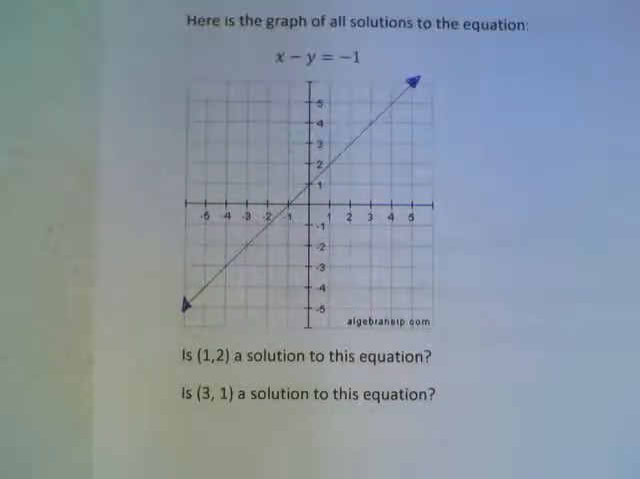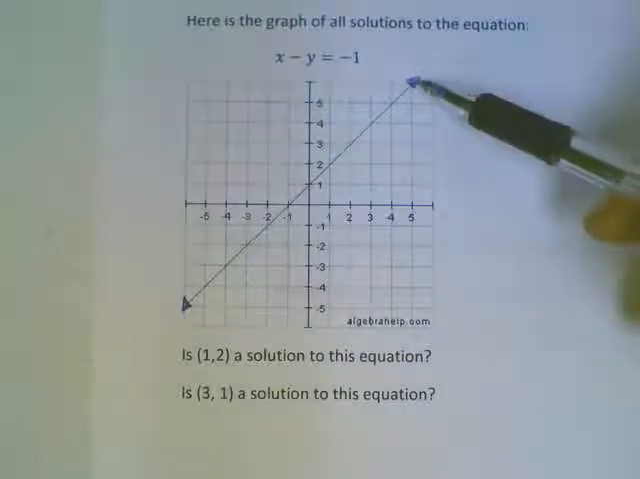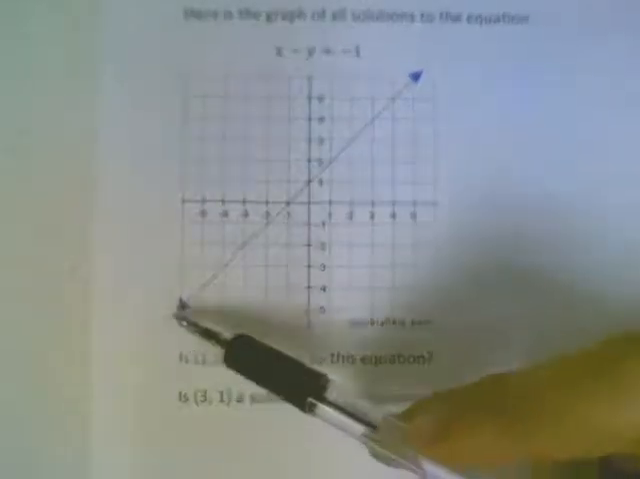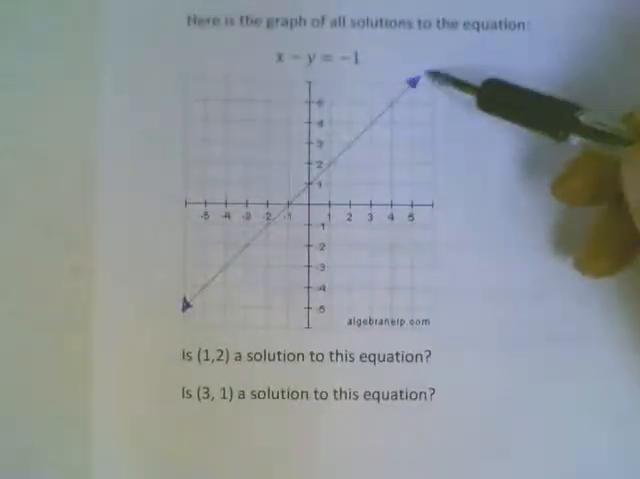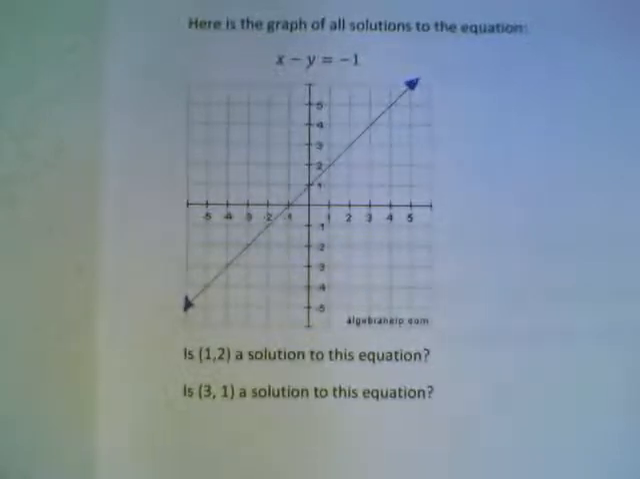Here's the graph of all the solutions to the equation x minus y equals negative 1. If we notice, this graph is a line. Not all graphs that we're going to see in this chapter are lines, but this is an example of one. There are also arrows at the end of this line that mean to us that this graph really does go on. The picture continues, but this is just the little zoomed-in part that we can see.